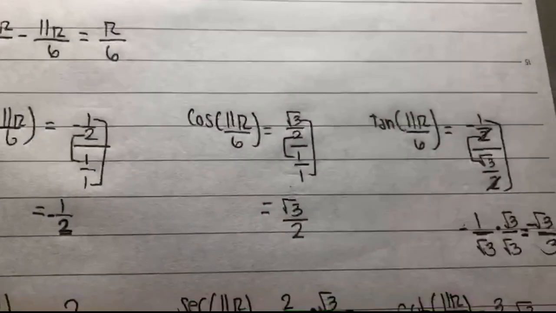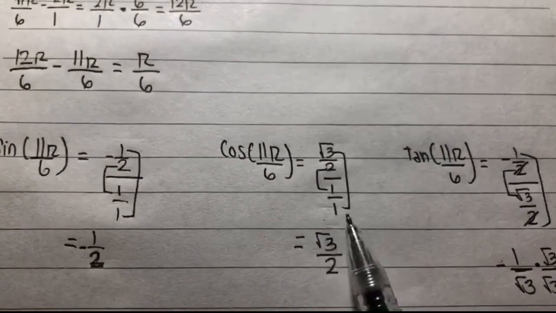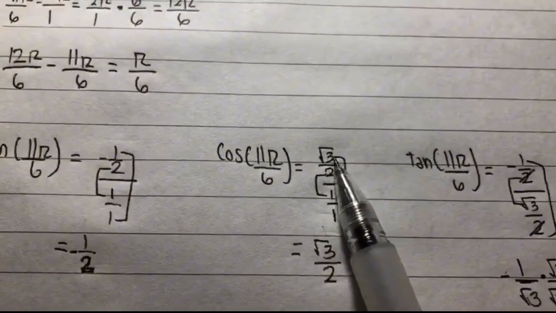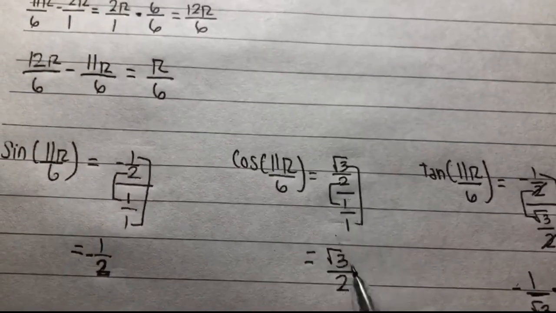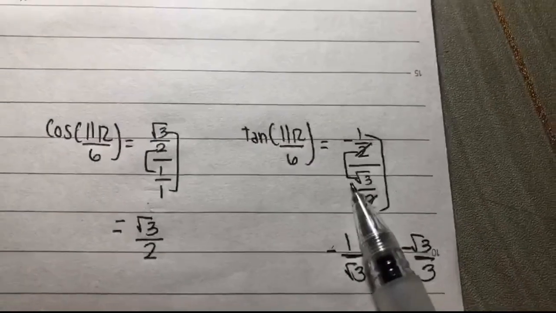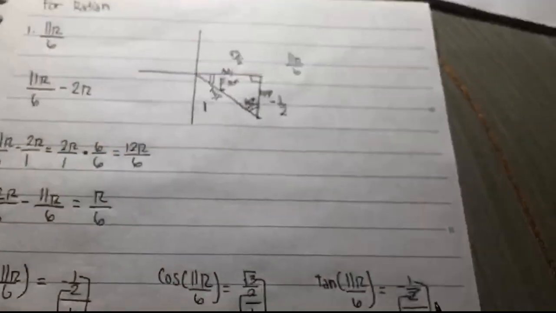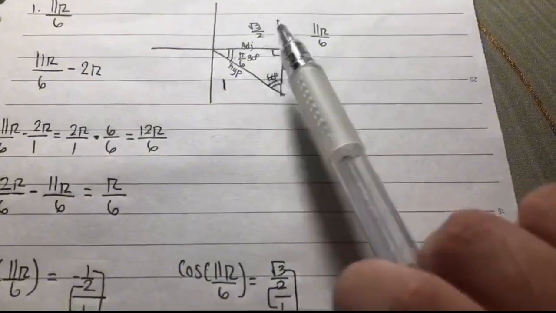Sa cos naman is square root of 3 over 2 over 1 or hypotenuse, tapos lagyan lang ulit natin yung denominator ng 1. Square root of 3 multiply by 1 is square root of 3. Then, 2 times 1 is 2. So, the answer is square root of 3 over 2. Sa tan 11 pi over 6 naman, TOA, opposite and adjacent. Yung value ng opposite natin is negative 1 half, tapos sa adjacent is square root of 3 over 2.